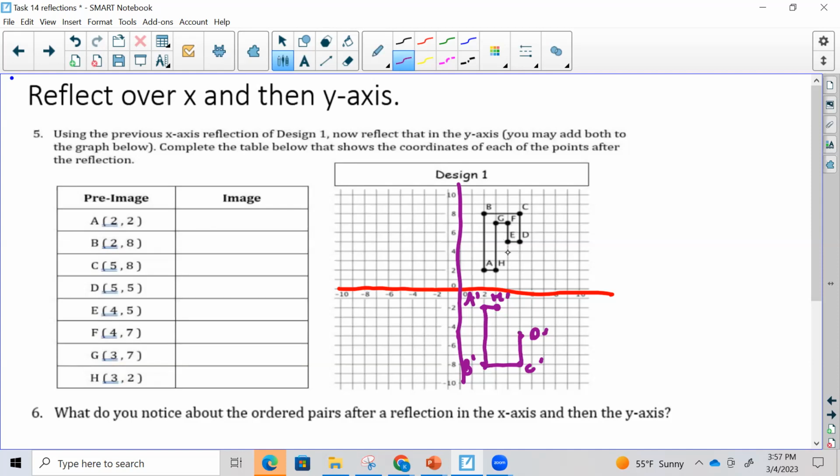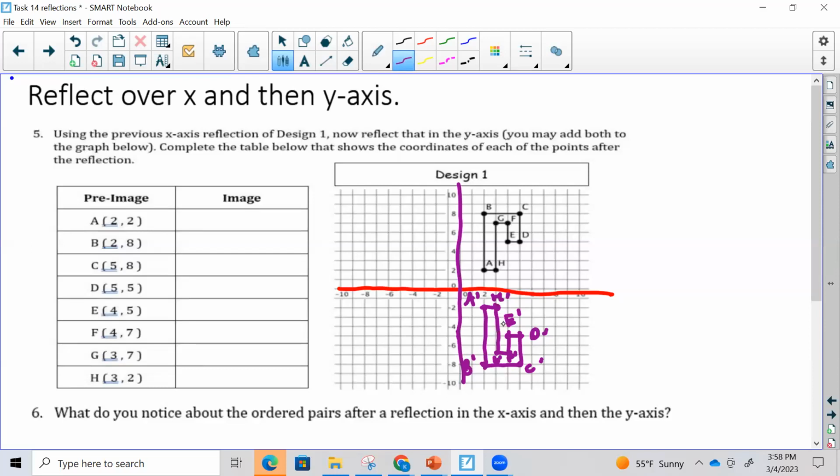Okay, so E is 1, 2, 3, 4, 5, 1, 2, 3, 4, 5. And then F is 7, so F would be here. G would end up here, and then I have back to H. So this is my first reflection. I'm not done until I do everything it says. So my image is my final one, okay, not this one.